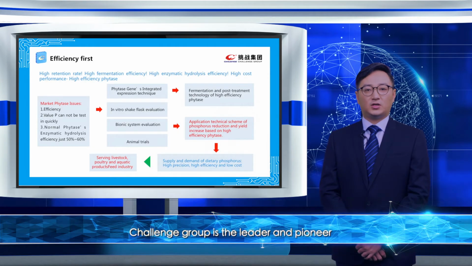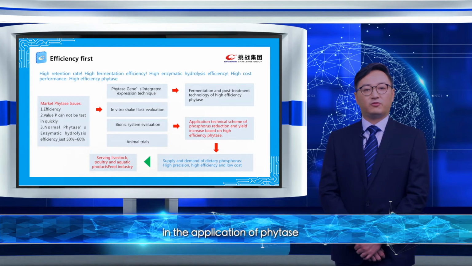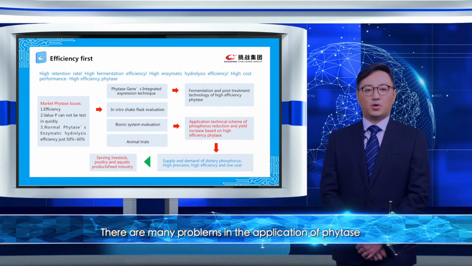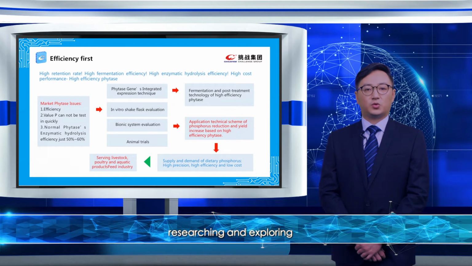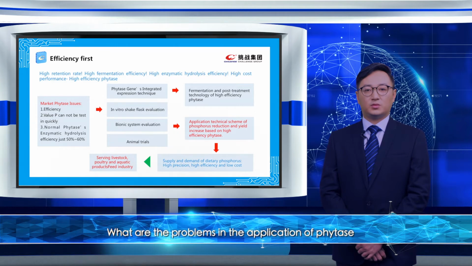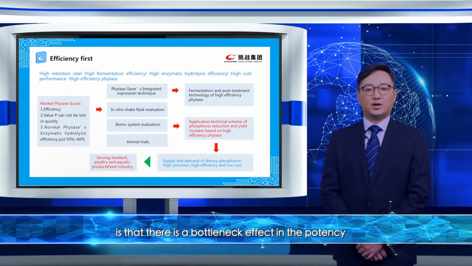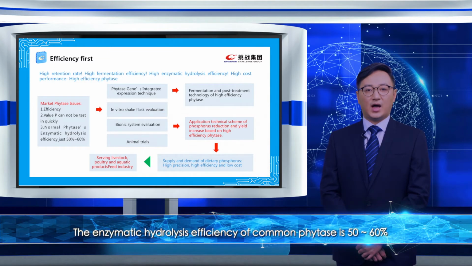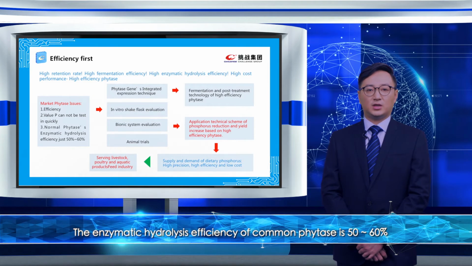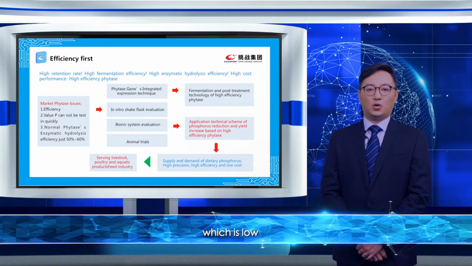Challenge Group is a leader and a pioneer in the application of phytase. There are many problems in the application of phytase. Nevertheless, it's still moving forward, researching and exploring. What are the problems in the application of phytase? The more prominent problem is that there is a bottleneck effect in the potency and the available phosphorus cannot be evaluated quickly. The enzymatic hydrolysis efficiency of common phytase is 50 to 60%, which is low.